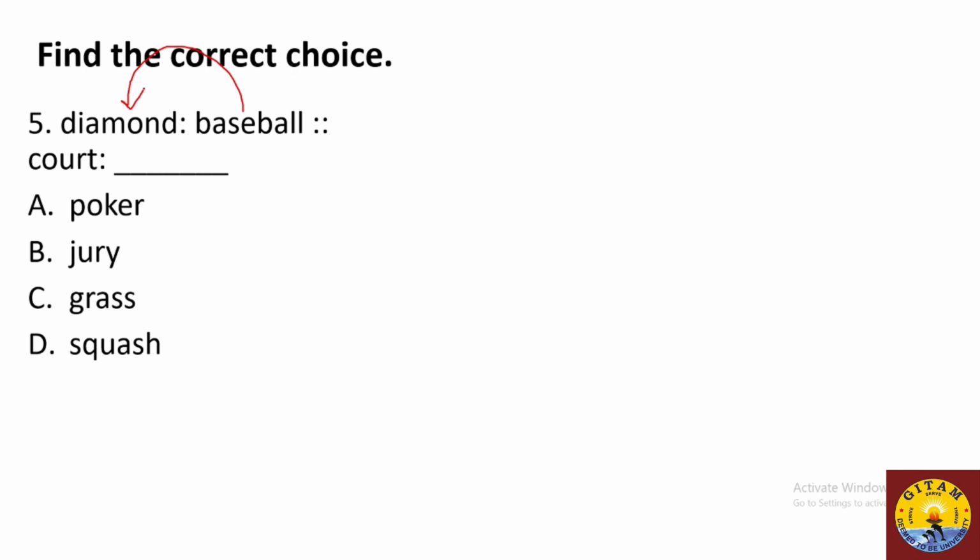Now look at the options. Do you think poker is played in a court? No. I don't think jury and grass are even sports. They don't belong to the category of sports. Squash is played in court. So this relation is very similar to basketball and diamond. Therefore, squash is my answer.